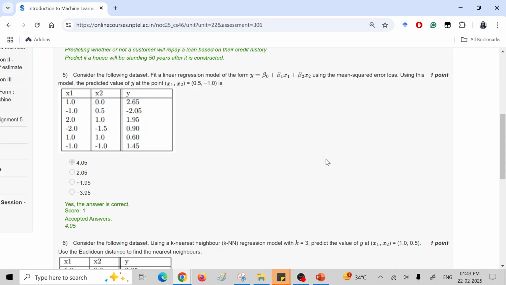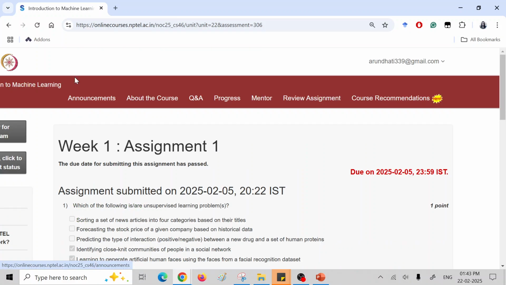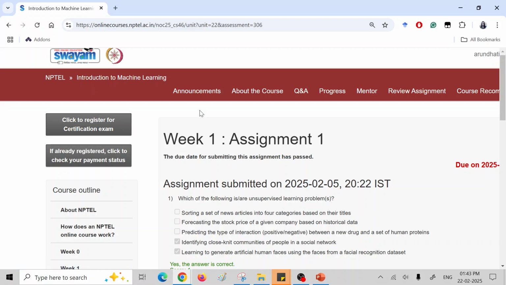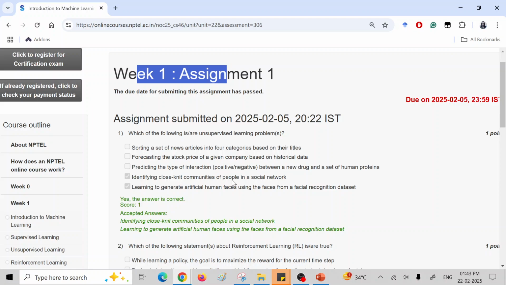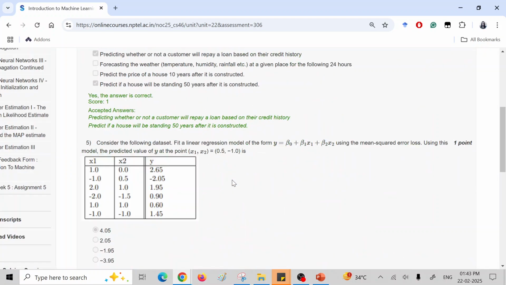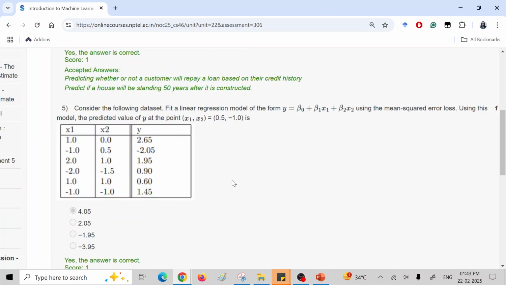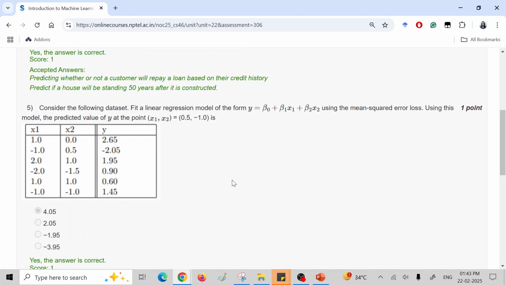Hello everyone. Today we are going to discuss this particular question. This question is from this NPTEL course Introduction to Machine Learning. This is a question given in the first week of the assignment. Okay, so the question is regarding the least square method.